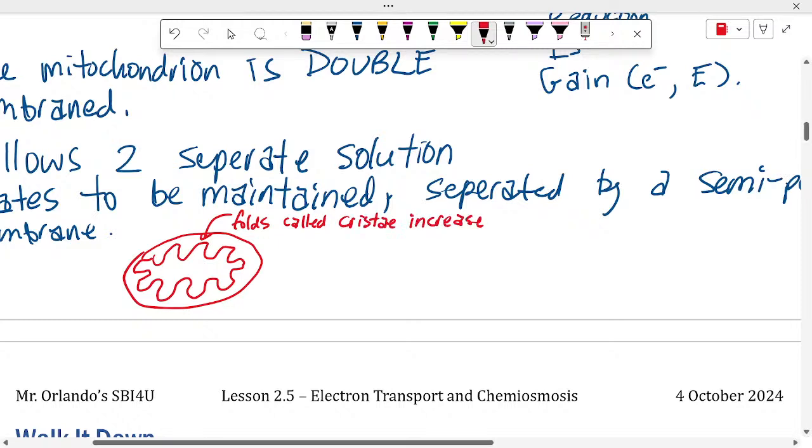I've never bothered to look up what the Latin root of cristae is, which is not like me. I always look up Latin roots of things. So I should get on that.